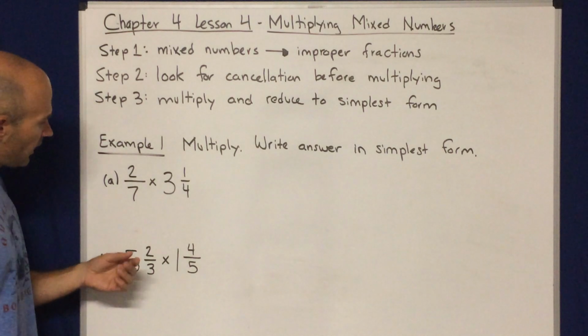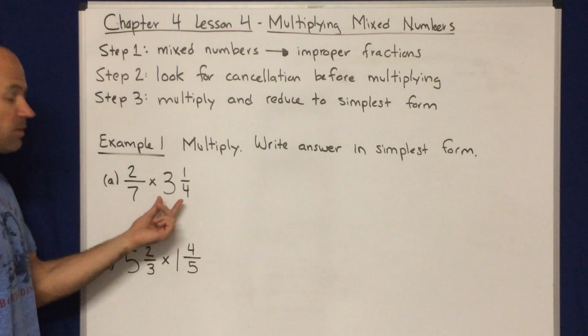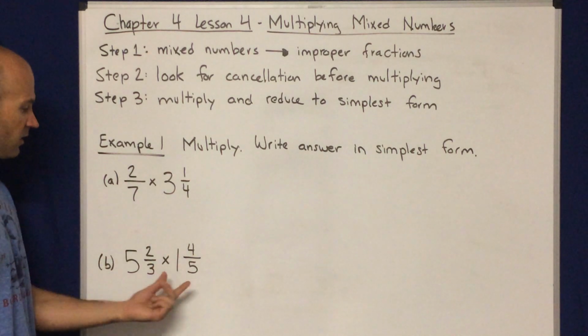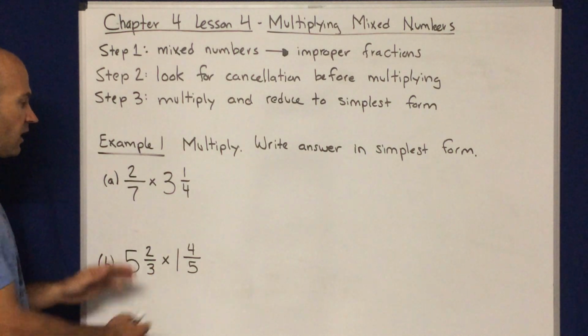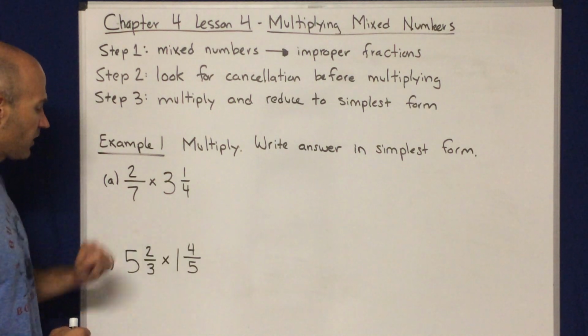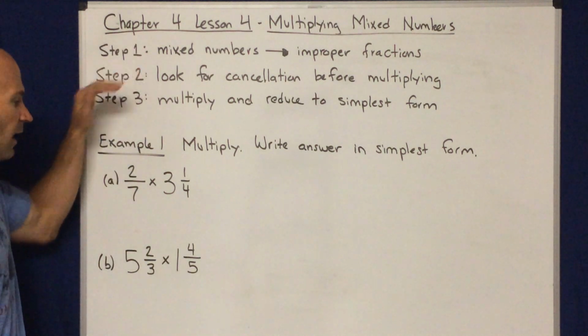The goal is you're given some fractions, and some of them may be mixed numbers. Here I have a regular fraction, but here's a mixed number, another mixed number, another mixed number. And we want to know how to multiply 2 mixed numbers together, or a fraction and a mixed number. And so we'll follow these steps.